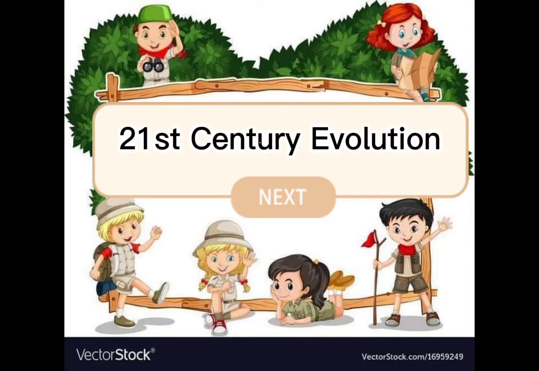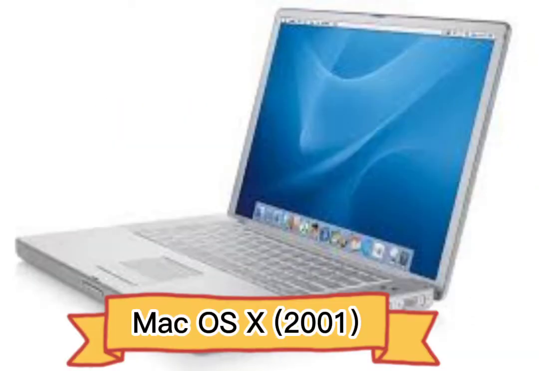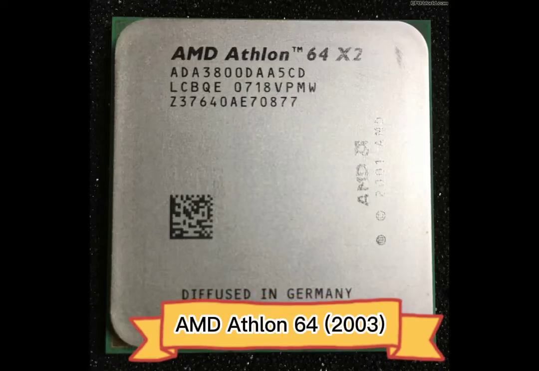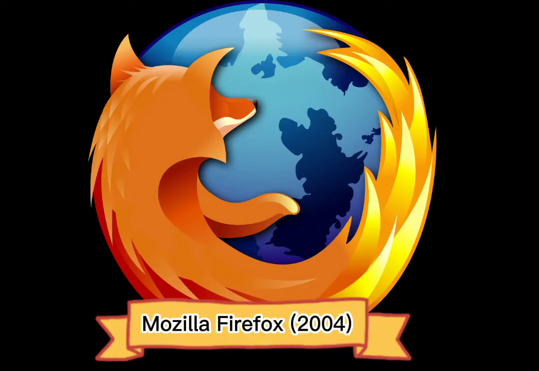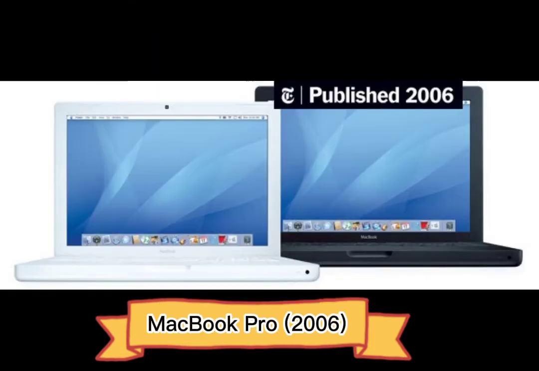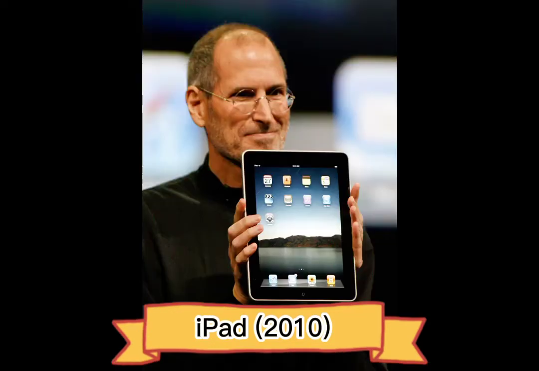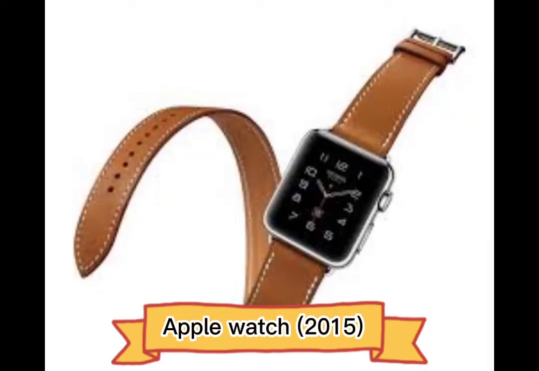In the 21st century, the evolution of computers gets more advanced and high-tech computers come. This includes the following. So we have Mac OS X in 2001, AMD's Athlon 64 in 2003, Mozilla Firefox in 2004, the MacBook Pro of Apple in 2006. In the year 2009, Microsoft launched Windows 7 on July 22 that same year. The iPad, Apple's flagship, in 2010, Apple Watch in 2015.